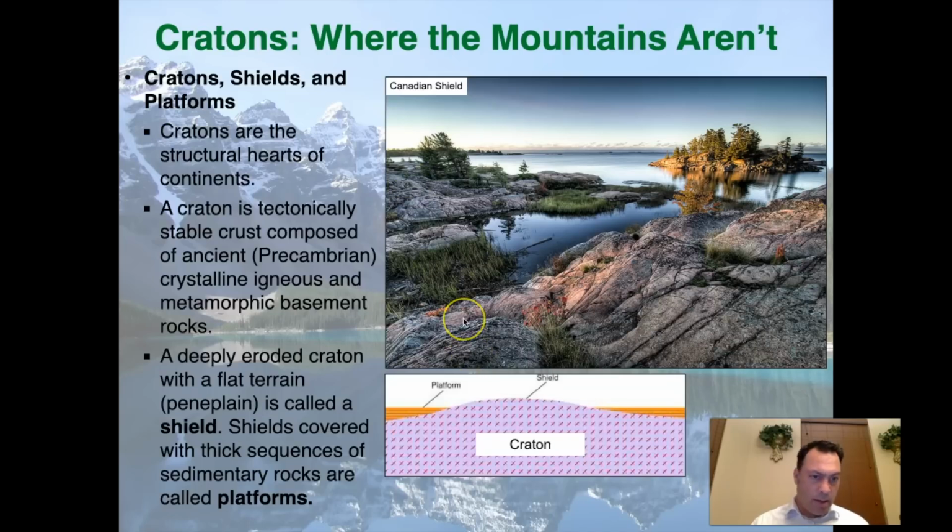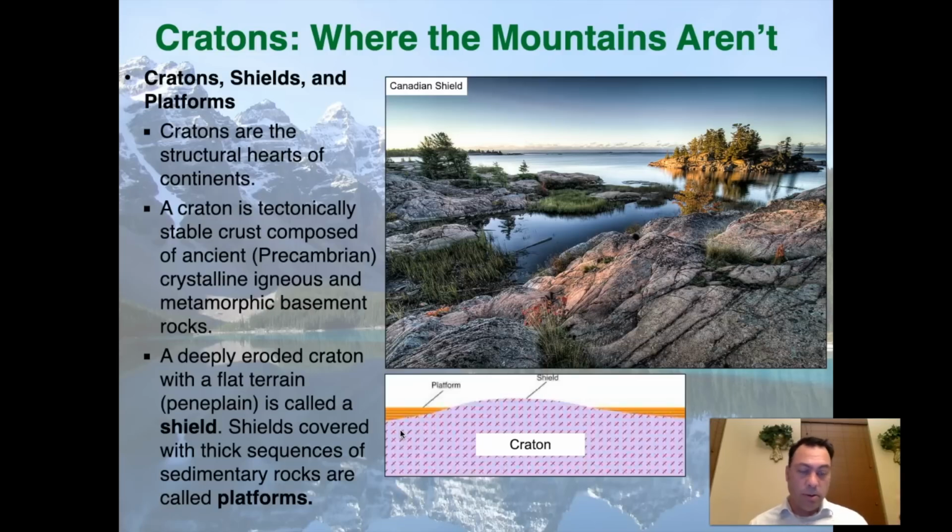We're not going to get into those details right now, but once you have the shield exposed, you might have areas that are not exposed; they're covered or layered with sedimentary rocks across the top. Well, they're still sitting on top of a very stable craton, so this is called a platform. So the craton is down there. It's just not scraped so clean that it's a shield.